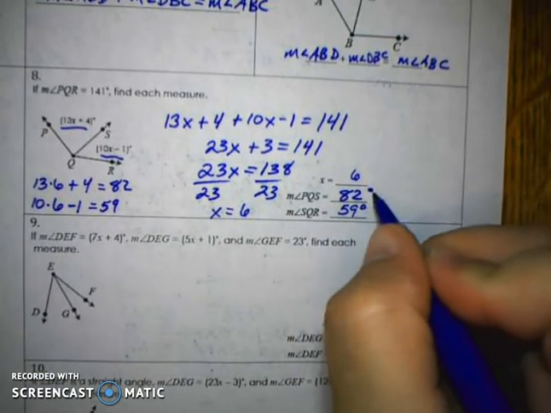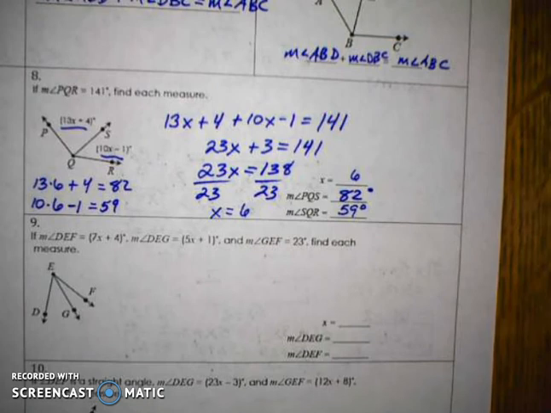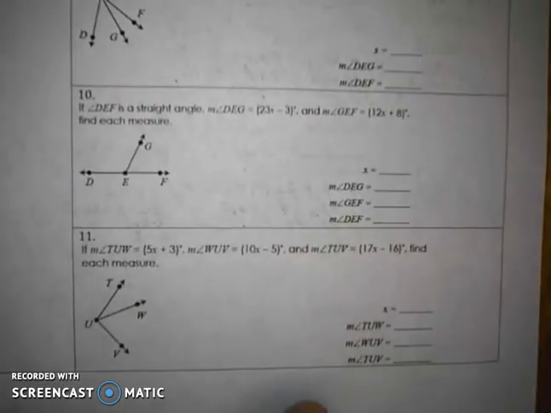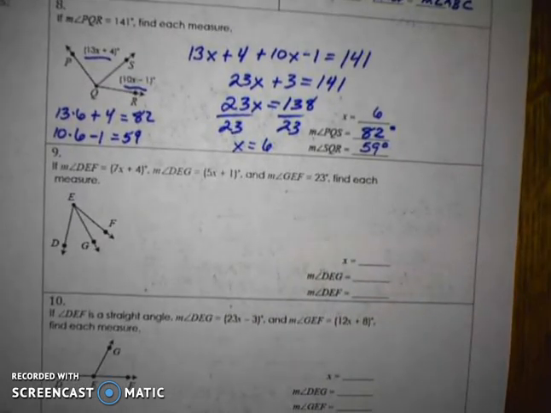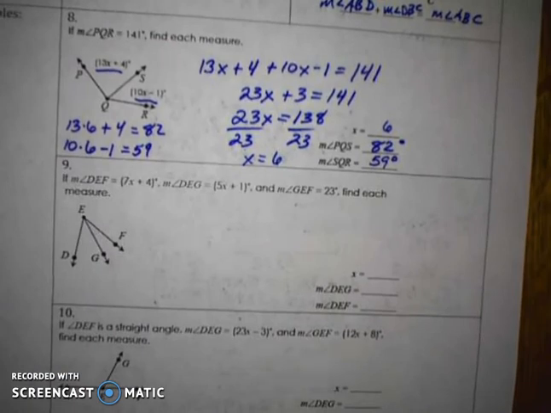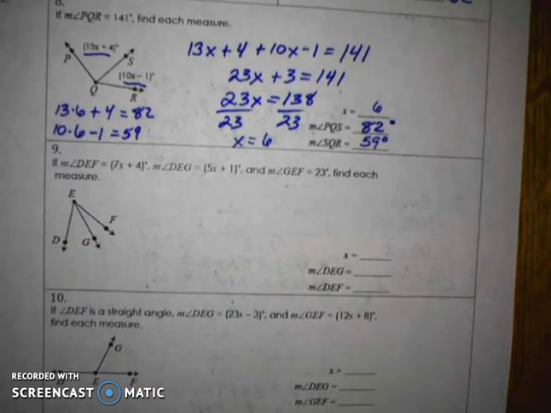And make sure you put degree symbols after those measures there. Not after the x, but after the two angle measures we just found. Okay? Now, we've got some more examples here. We're not going to get through all of these in the video because that would make the video too long. So what I'm going to have you do is, if you want to try any of these on your own, go ahead and do that before you come to class. Otherwise, we will talk about these and get a little bit of time to work on these in class together.